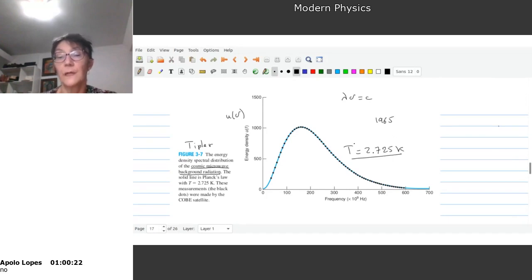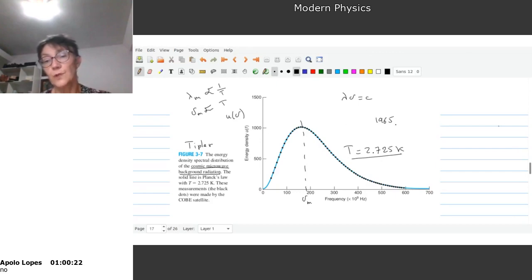And it was much hotter billions of years ago. So the universe was hotter, and so the curve was like what? You have the maximum, this is nu m. We saw that lambda m varies as 1 over T, and so we will have nu m varying as the temperature. When you increase the temperature, it was at a value much higher. So this is 10 to the 9th hertz. It's very, very low frequency. Gigahertz, sorry, gigahertz.